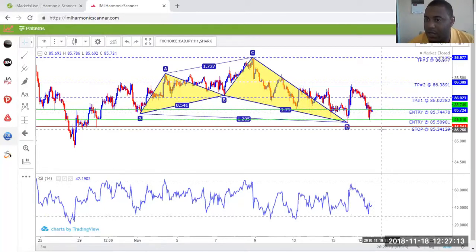Stop loss is in place. You have a stop loss. So at any point in time, you can actually come and find a trade setup on the harmonic scanner at any time.